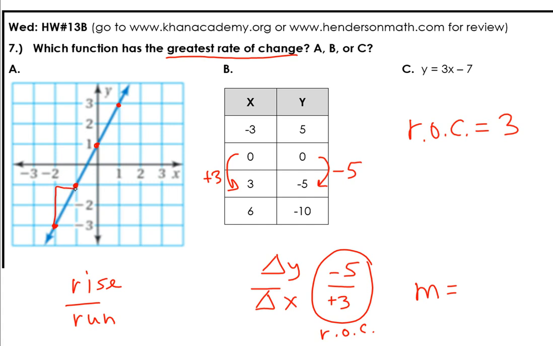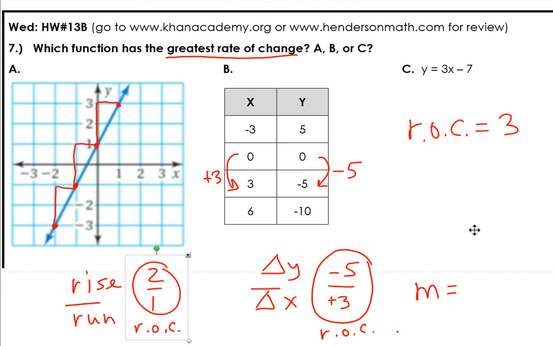So let's see. To get from one point to the next perfect corner point, I go up 2 over 1. Let's see if it's constant. Up 2 over 1. Up 2 over 1. That's how I know that I did it right, because it's constantly the same. So here we go. Rate of change is 2. Rate of change is negative 5/3. And over here, rate of change is 3.